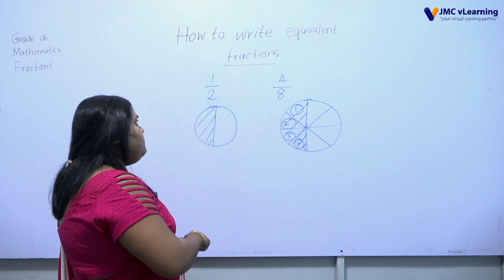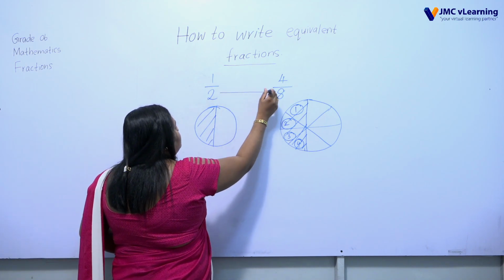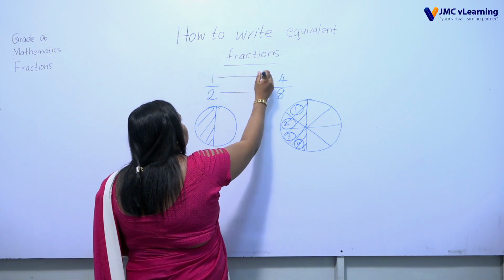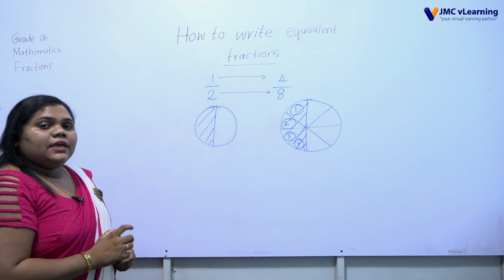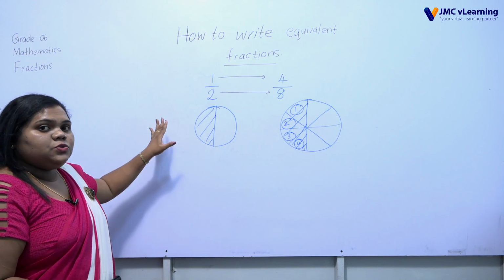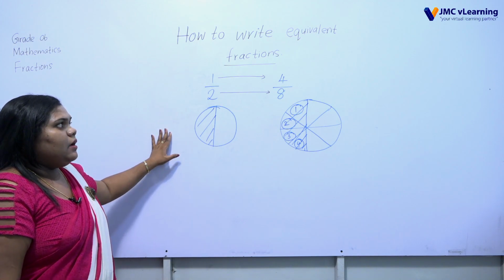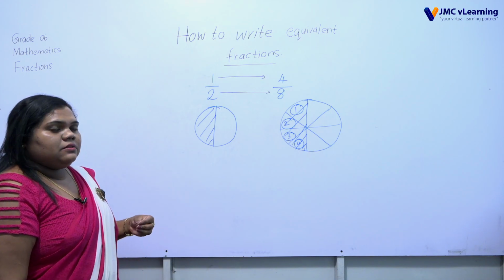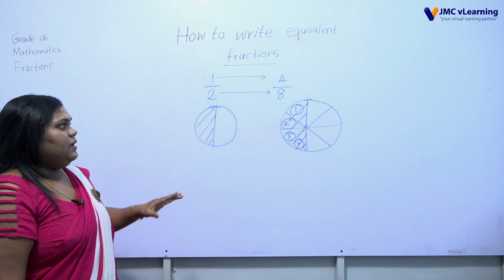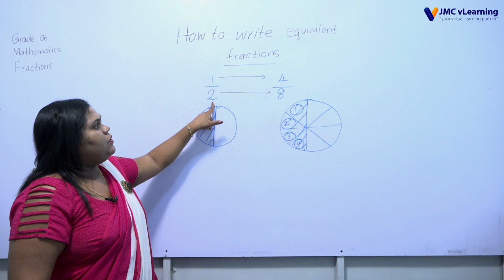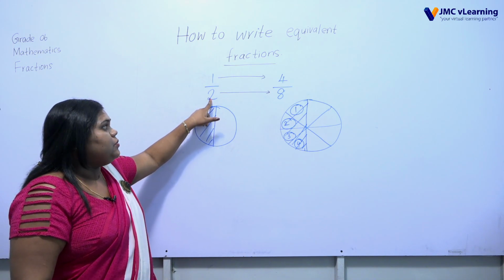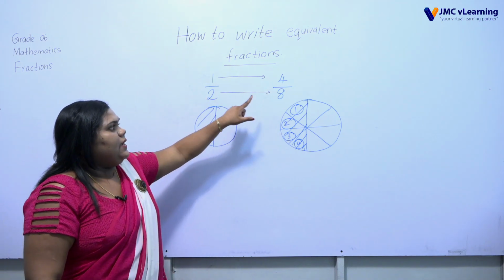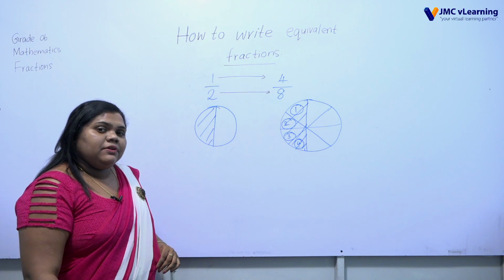Okay, now look at this. Now 2 becomes 8 and this 1 becomes 4. If you observe these two numbers, what can you tell? Can you see some common thing in here? Okay, now children, if you want to convert this 2 into 8, how can you convert it?